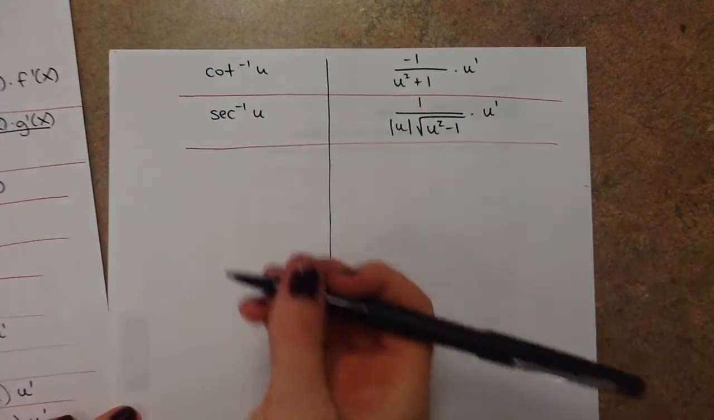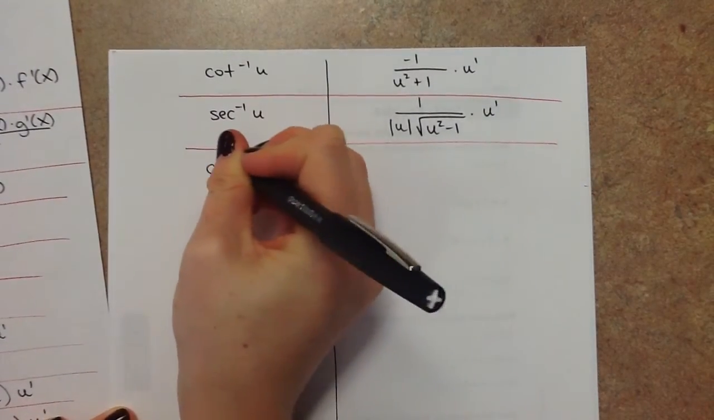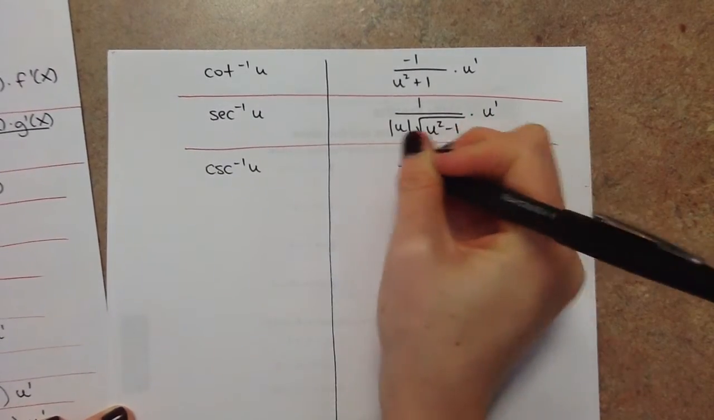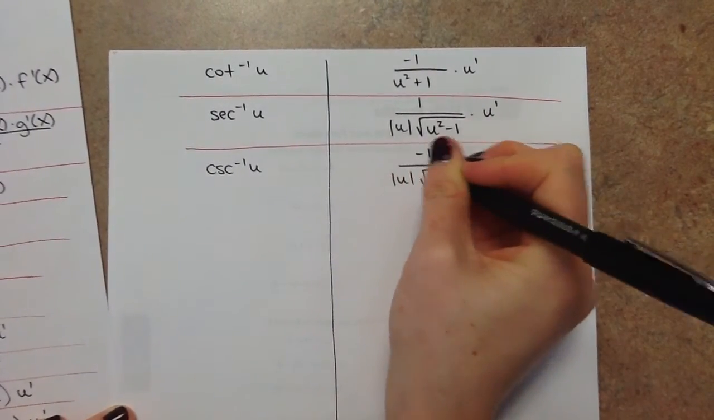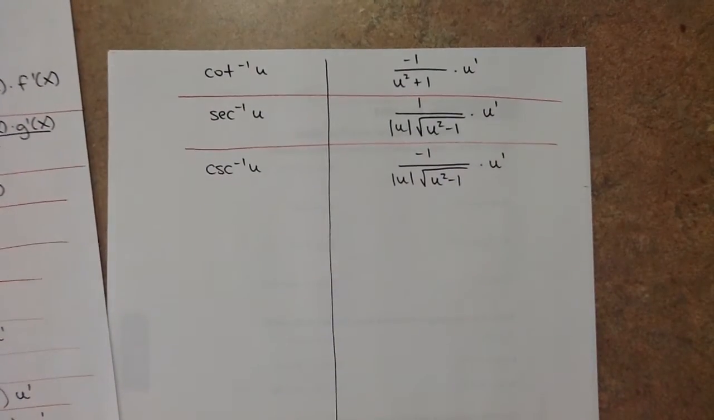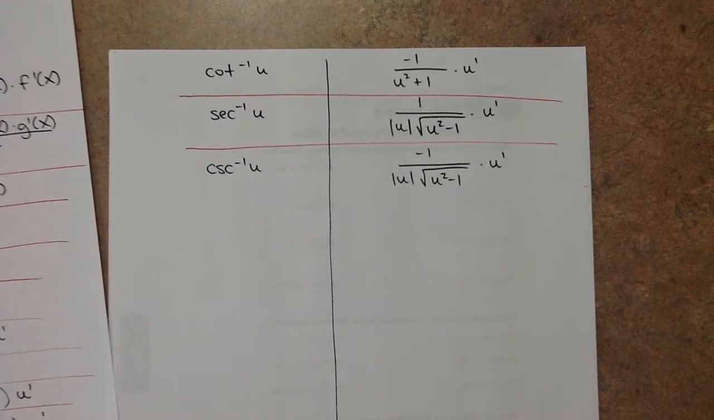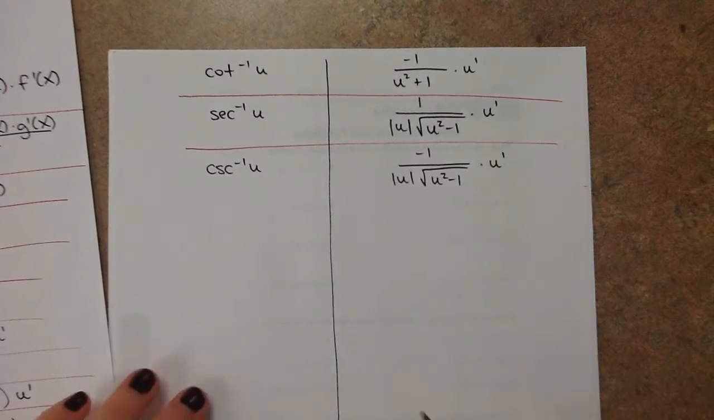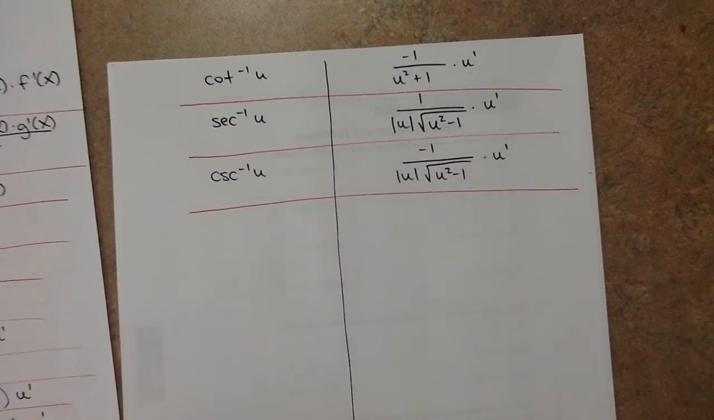Okay, and then cosecant, same difference here, is you've just got a negative. Everything else is the same. Okay, so that's 3/8. You guys still good? Okay, and then 3/9 we did the log and exponential. And then that's the end of our new rules.